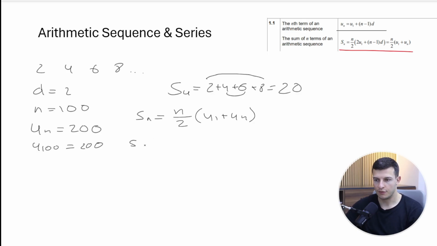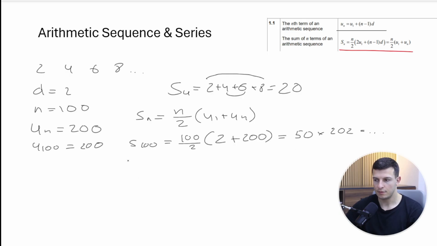So if I'm looking for S100, this is going to be equal to 100 divided by 2, times (my u1, which is 2, plus un, which is 200). And then all I have to do is just calculate this value. That's going to be 50 times 202, and whatever that's equal to.